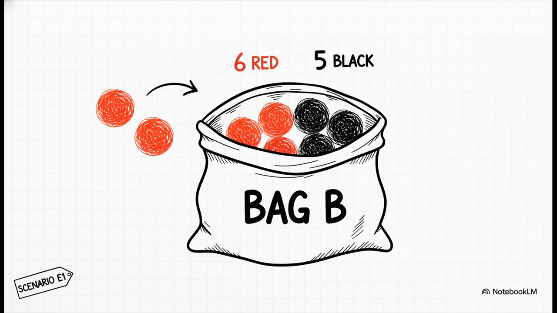Okay, let's play this out. We're going to interrogate each scenario. First up, suspect E1. Let's assume for a second that this is what happened. 2 red balls got moved. If that's true, bag B would now have 6 red and 5 black balls.